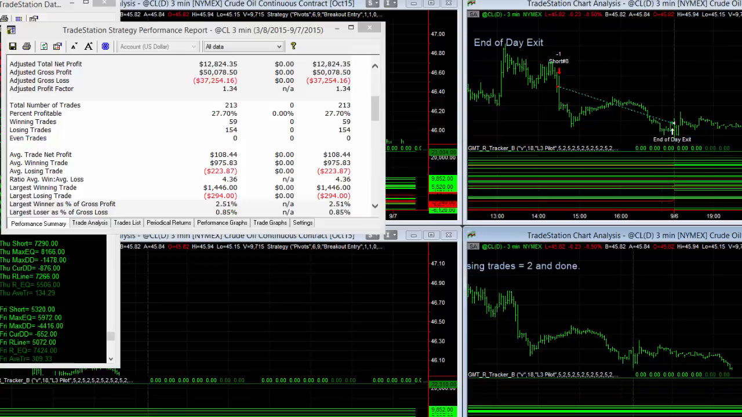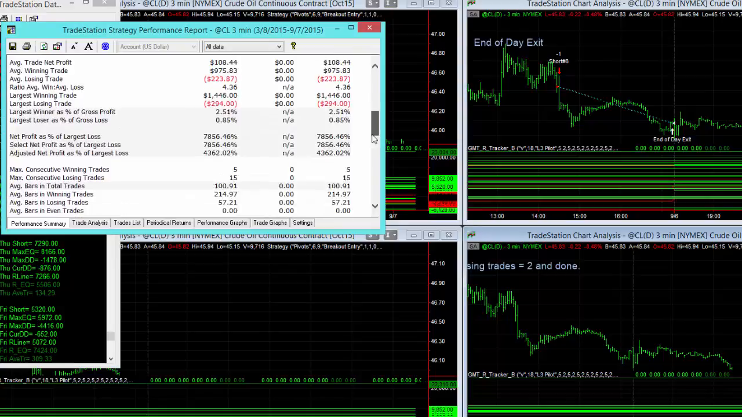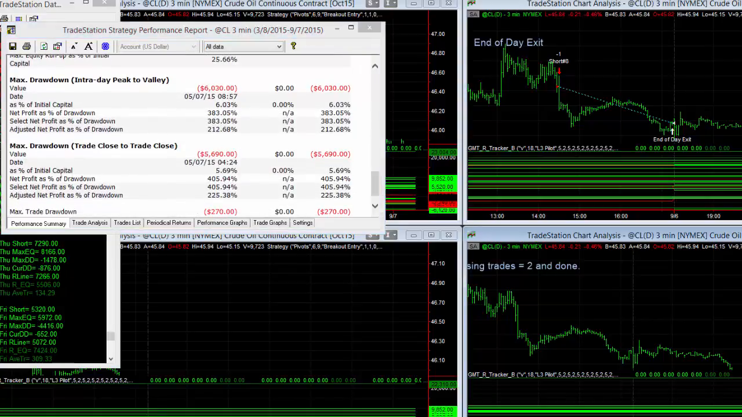27.7 is the lowest win rate we've had. Then our profit factor is 1.08. So we're sitting second as far as performance. That's the second highest average trade net profit, which is great. And our drawdown is 5.6. Let's have a look at if we do it as that's two and done.